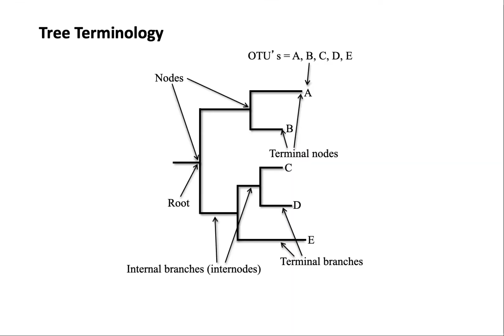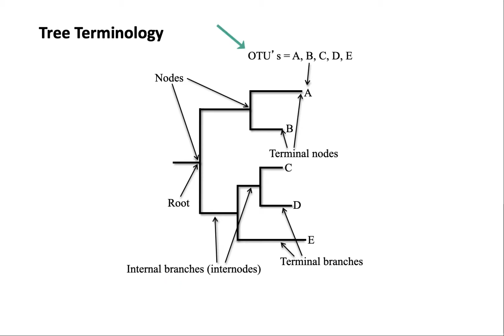So before we go into the methods, I need to talk a bit about tree terminology. So here's just a basic phylogenetic tree. And the names that are used on these trees are similar to a physical tree. So there's a root, and then there are nodes where branches separate, and there are the branches. The internal branches are known as internodes, and then there are terminal branches on the end.